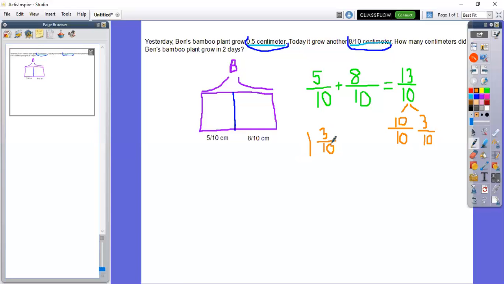No. I need to add my label, so do not forget the labels. In this case, it is centimeters. All right, so 1 and 3/10 centimeters is how much Ben's bamboo plant grew in 2 days. All right, so that was a review problem from the last lesson. So take a minute to look through it, copy it down if you want to before we move on to today's lesson.